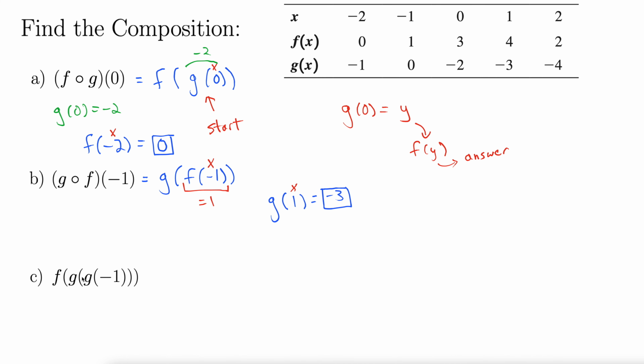Now C looks really crazy. f of g of -1. Same approach. Start with the inside, work your way out. Notice here we have x, so we go to our table. x is -1. Up to our table, we find x is -1. We're going down to g, so g here is 0. So this first step is 0.